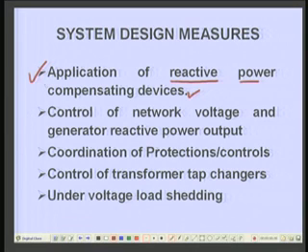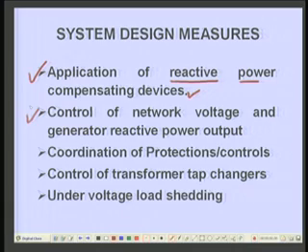We will discuss this application part in the next step. Second will be control of the network voltage and generator reactive power output. That is, when the system is under the design stage, design measure itself, right, you provide certain controls which can be used for controlling the network voltage and the generator reactive power output. Then you should have the control so that you can increase or decrease the reactive power output from the generating devices.